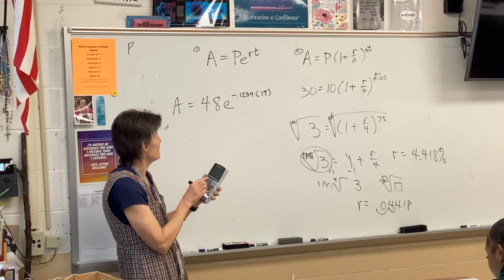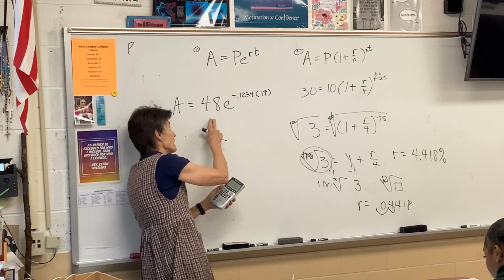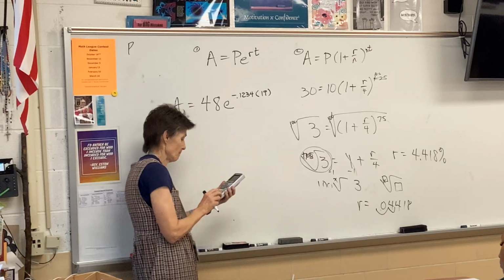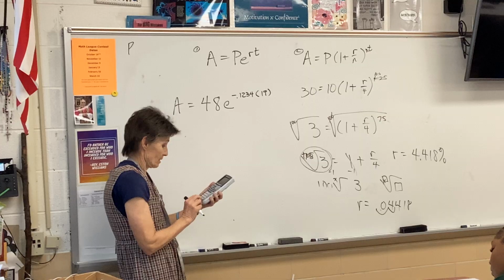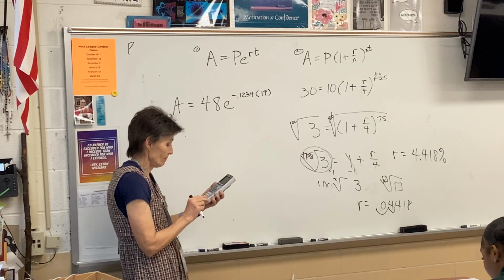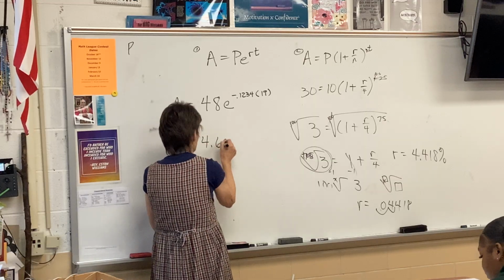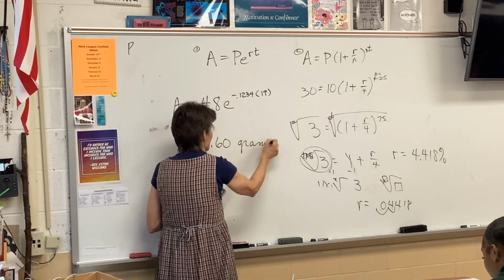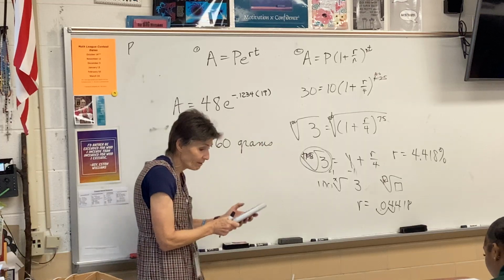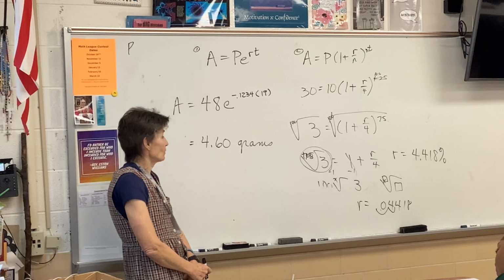So 48, second ln is how we get E. So 48, second ln, negative 0.1234 times 19, and it looks like 4.60 grams. The question was how much is left? 4.60 grams.